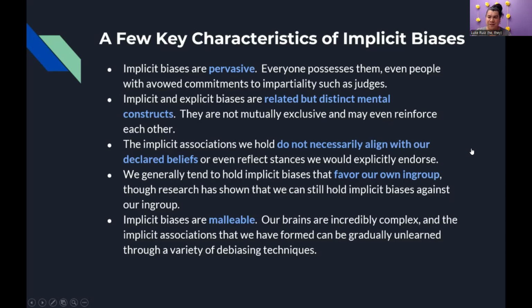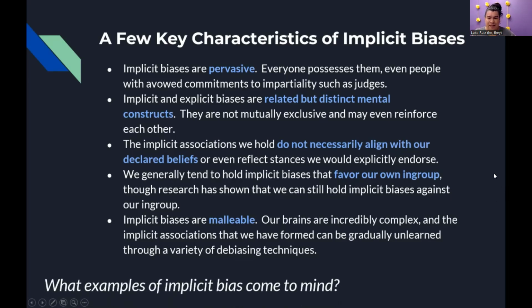So those are just some key characteristics of implicit bias. Any questions about these? Because I think this is a good chunk of what I want to share with y'all right here, as far as keywords and stuff coming up. And then my question for you is, what examples of implicit bias come to mind? Let me see if I can find my video controls now so I can see y'all.